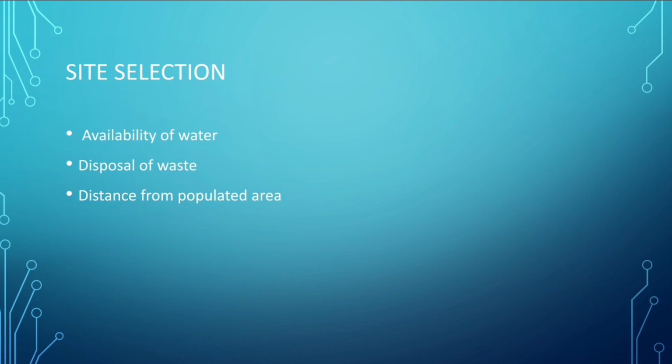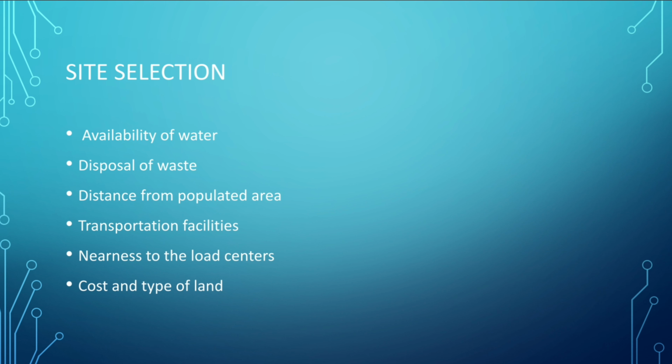Distance from populated area. The site selected for a nuclear power plant should be quite away from the population area, due to the radioactive material present in the plant. A huge dam may be constructed in order to avoid the spread of radioactive substances due to wind or waterways. Transportation facilities. The site selected should be in a place where transportation facility is available for the movement of heavy equipment and workers. Nearness to the load center. Cost and type of the land.